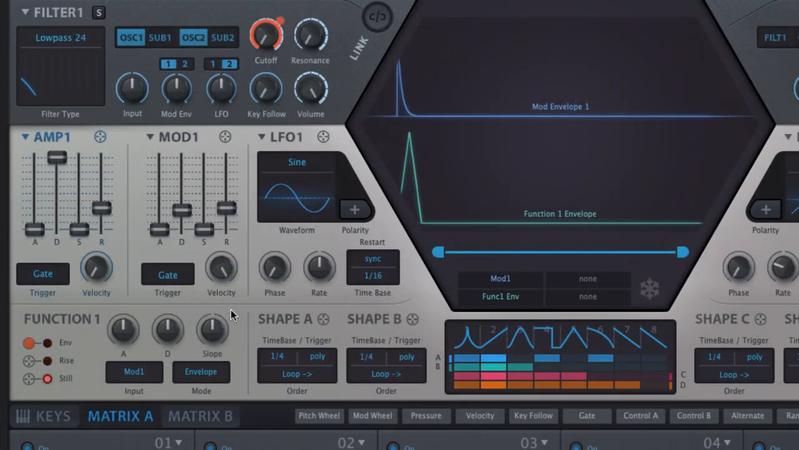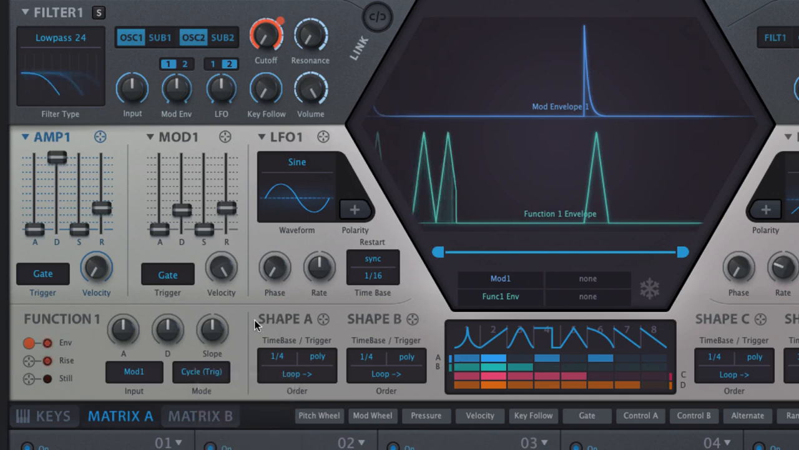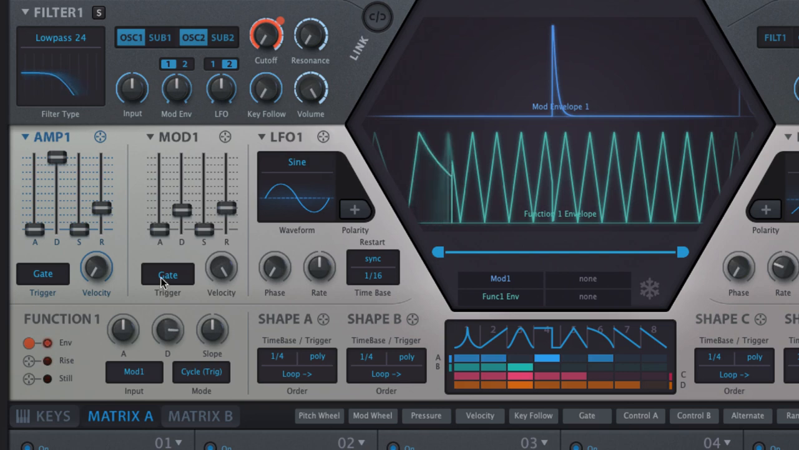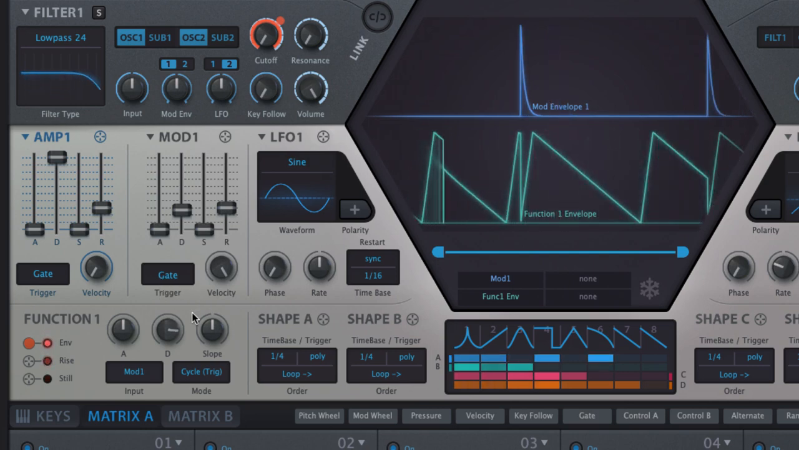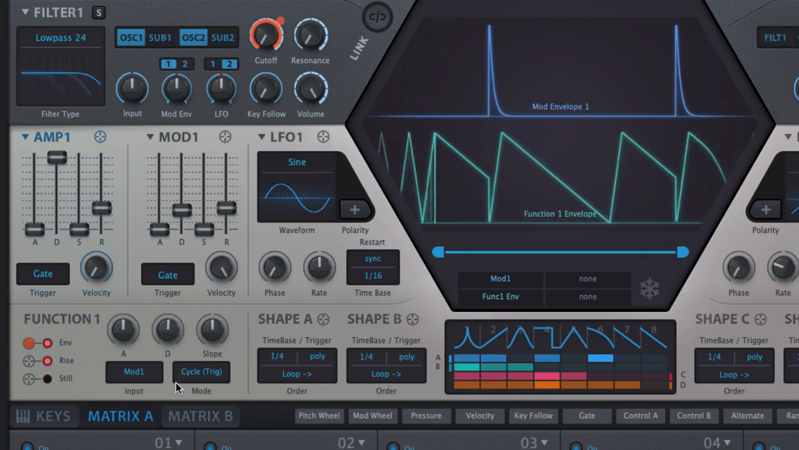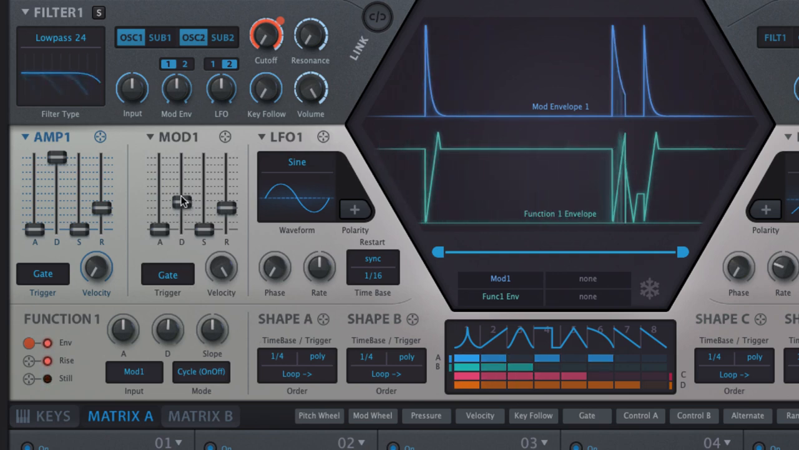The two cycle modes loop the envelope constantly, cycle trig interrupting the decay stage to re-trigger the attack just like envelope mode, and cycle on-off, stopping looping and constantly outputting its current value whenever the input signal is at zero.